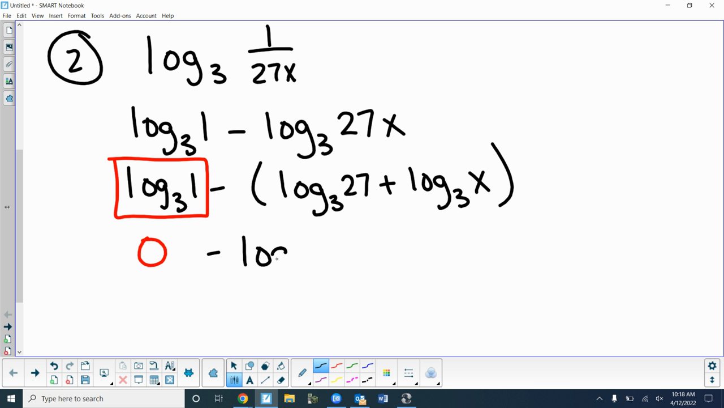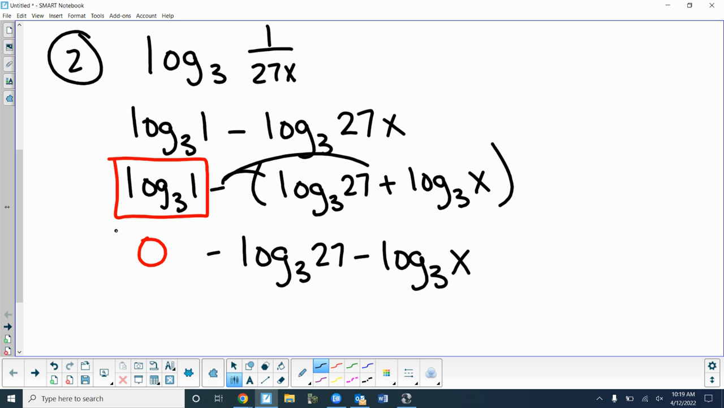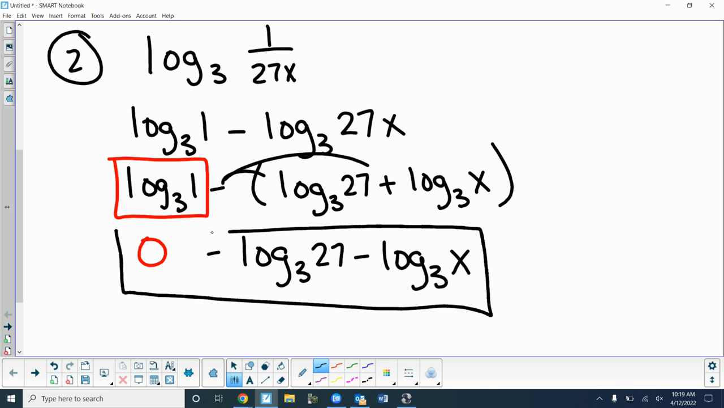Then it's minus log base 3 of 27 minus log base 3 of x because we're distributing the negative. So you don't have to put the 0. If you do, it's okay. But if you just had negative log base 3 of 27 minus log base 3 of x, you have expanded it correctly.